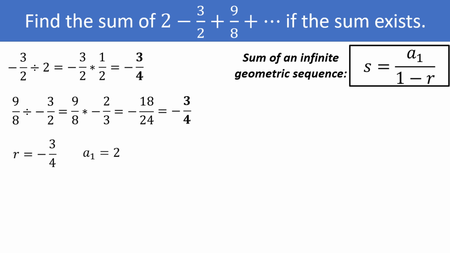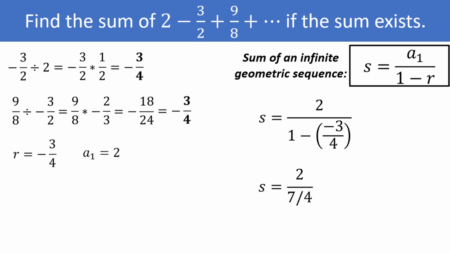Therefore, the infinite sum is s is equal to 2 divided by 1 minus -3/4, which is 2 divided by 7/4. Divided by 7/4 is the same thing as multiplying by the reciprocal of 4/7. So we have 2 times 4/7, which is equal to 8/7. The sum of this infinite geometric series is 8/7.